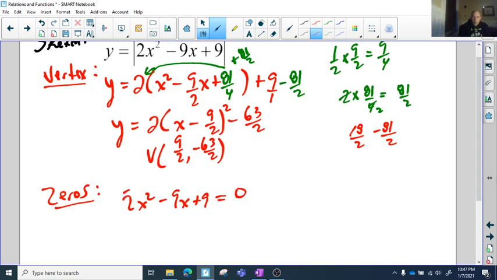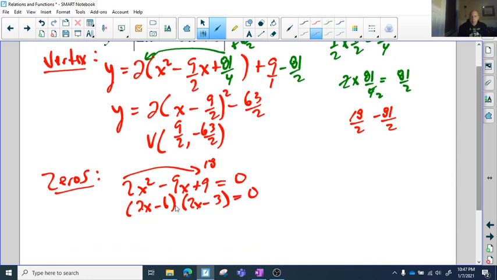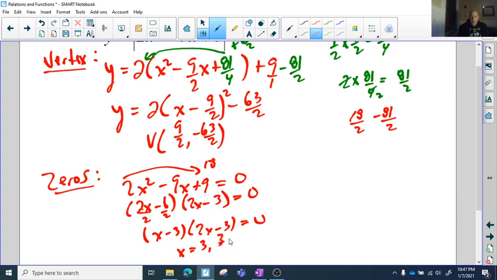Hard trinomial this time, so 2 times 9 is 18. I need to multiply to get 18 and add to give a negative 9. So that would be 2x subtract 6, 2x subtract 3. Negative 6 times negative 3, there's your positive 18, add those, you get negative 9. This one will divide by 2. This one's already good. So I get 2 zeros, they would be at 3 and positive 3 over 2.